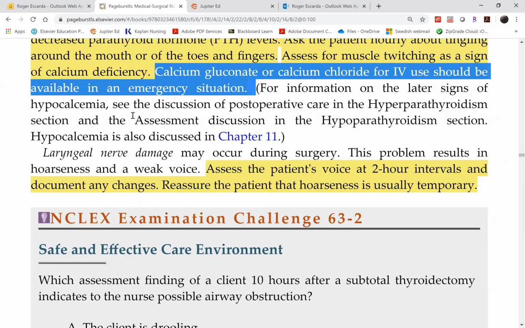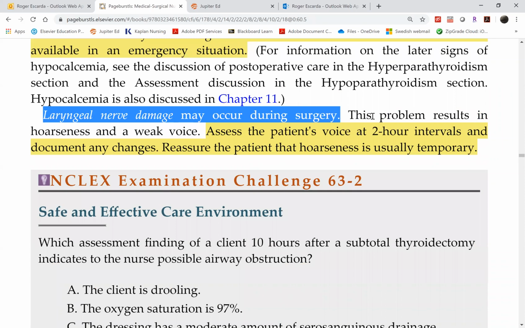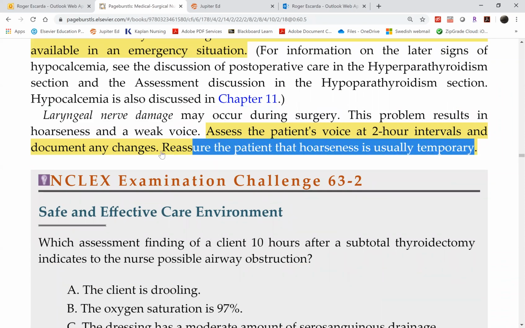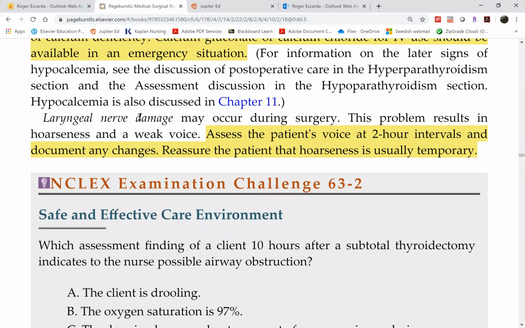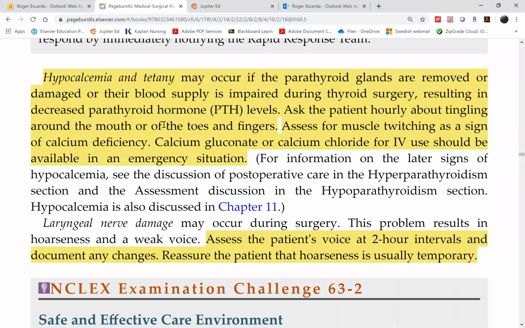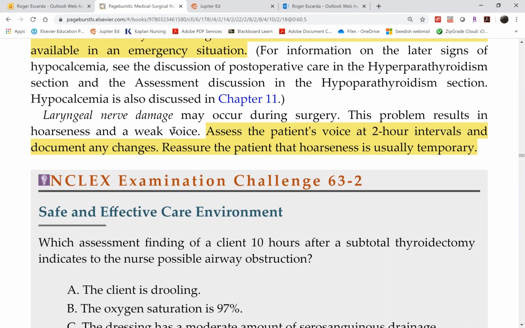Laryngeal nerve damage, as stated here, is usually temporary. However, it may be misinterpreted as stridor, because this patient has hoarseness of the voice, so sometimes it's difficult to distinguish: is this patient having stridor or is this just the hoarseness? Either way, just carefully monitor the patient.